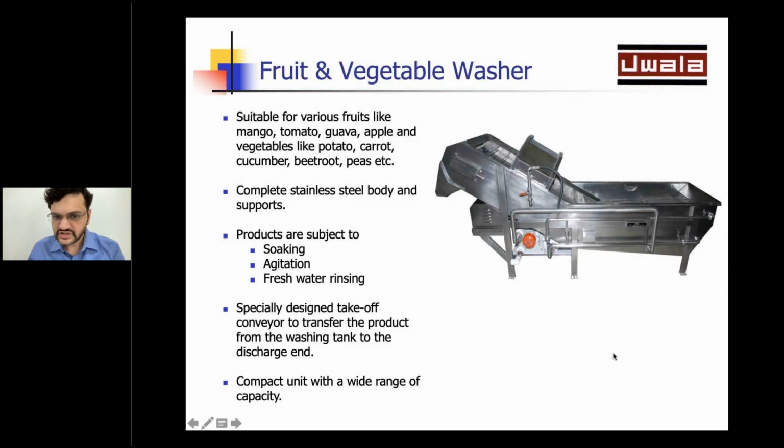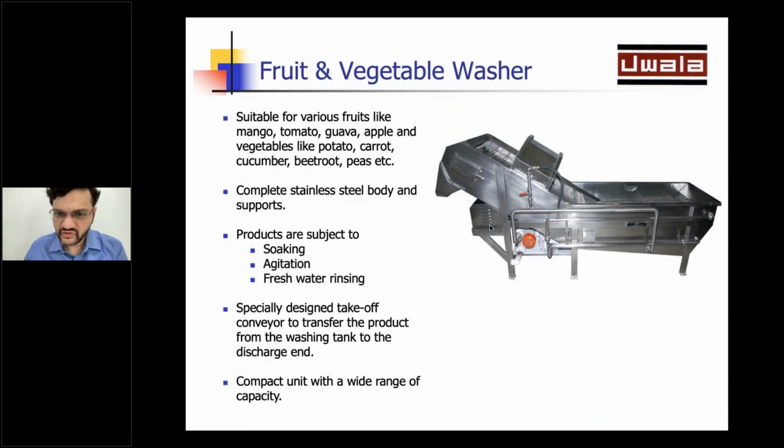There is a recirculation system with the help of a pump. Now this recirculation system pushes the mango forward with the help of water pressure. Then it reaches a takeoff conveyor, and on the takeoff conveyor, we give another fresh spray of water before the mangoes are discharged. So this is how the washing of the mangoes takes place.